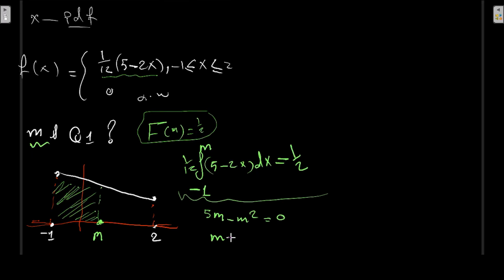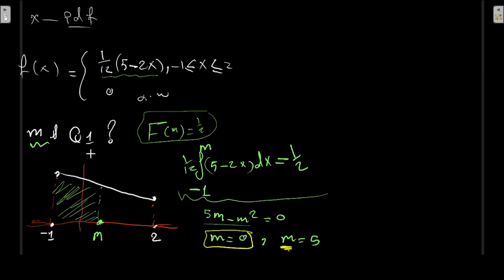You will get m could be equal to 0 or m could be equal to 5. If you look at the graph quite carefully, 5 is not going to be within the range. It means the median happens to be 0 in this case. So we will choose that the median is going to be equal to 0.